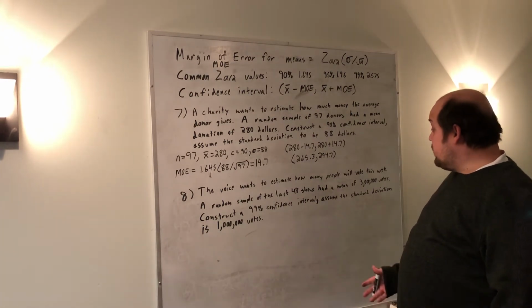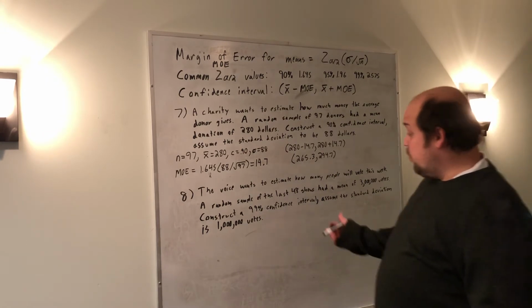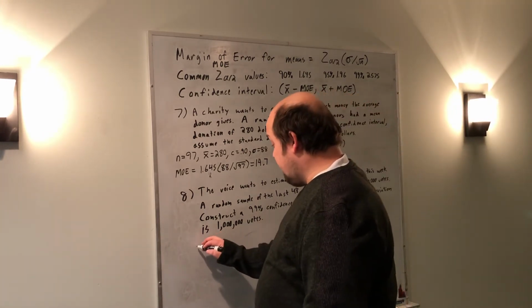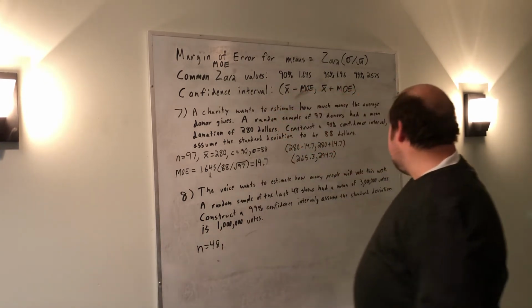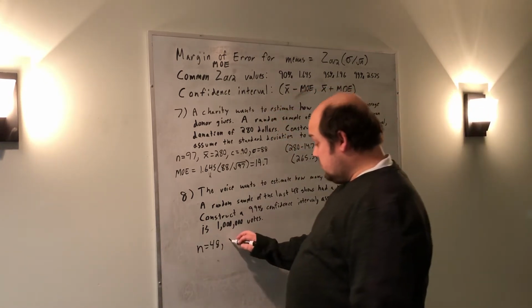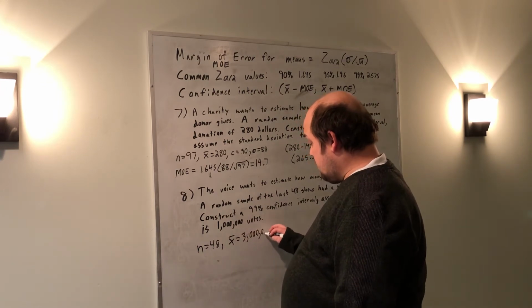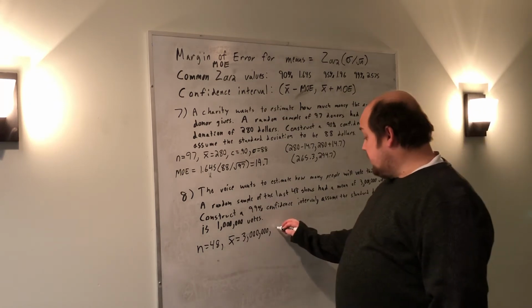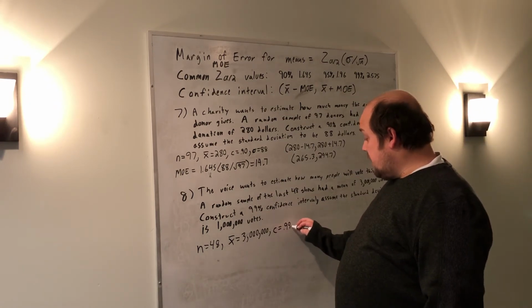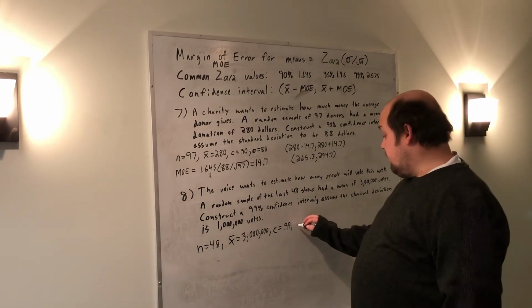Question 8 asks me to do the same kind of math, just with much bigger numbers. So it says the voice wants to estimate how many people will vote this week, a random sample of the last 48 shows. If the sample has 48 shows in it, then my n equals 48. Had a mean of 3 million votes. That's my x bar, 3 million. Construct a 99% confidence interval, so c equals 0.99. And assume the standard deviation is 1 million votes, so sigma equals 1 million.